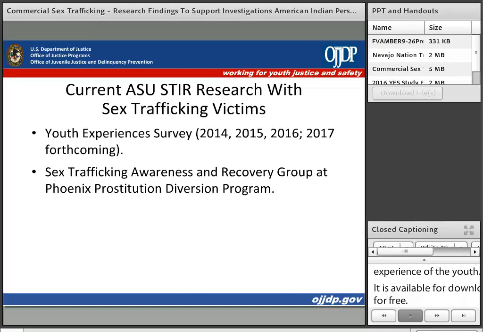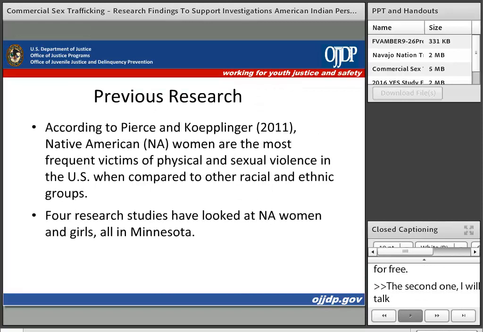And the second one, which I'll talk about much more, is about the group that we run, the Sex Trafficking Awareness and Recovery Group, which is conducted at our Phoenix Prostitution Diversion Program. And that is where we collect the data that I'll talk about in a moment.